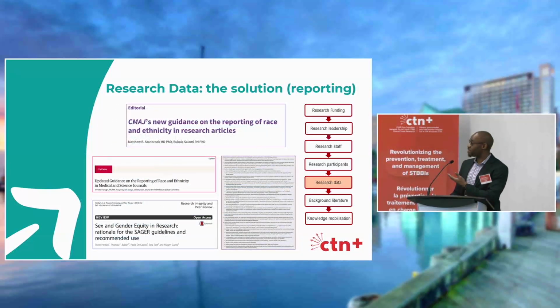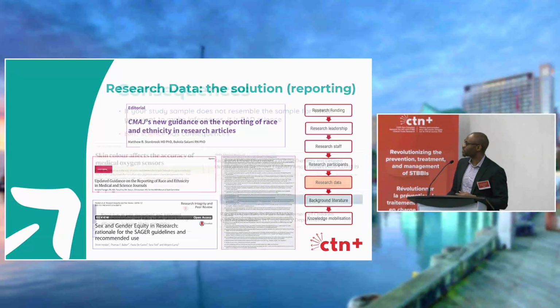And then there's guidance, right? So CMAJ has published new guidance on how to report race and ethnicity in research. JAMA had also published something like that. And then there's the sex and gender analysis as well tool.